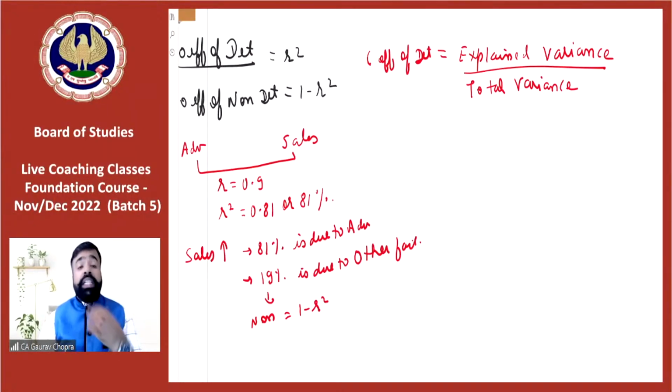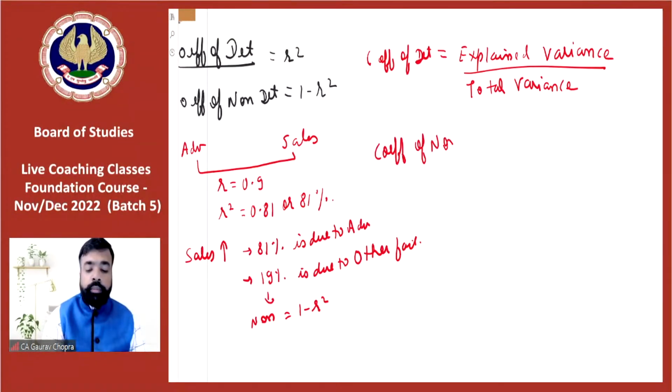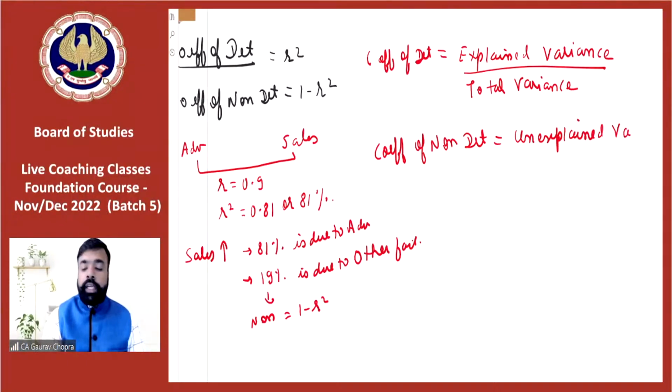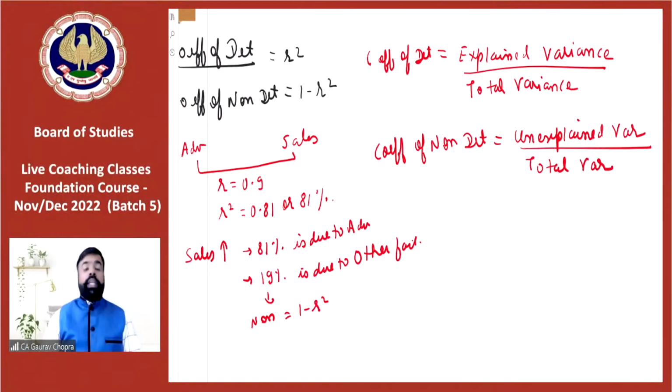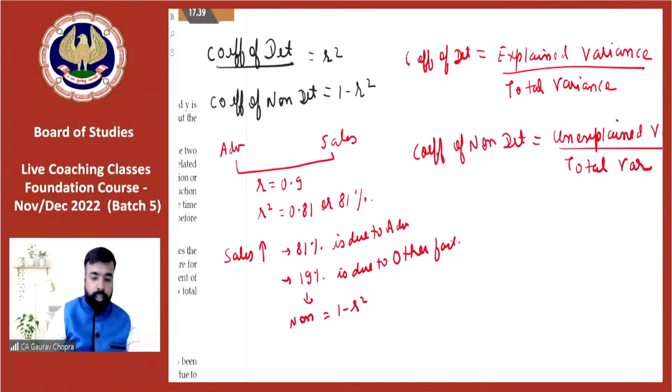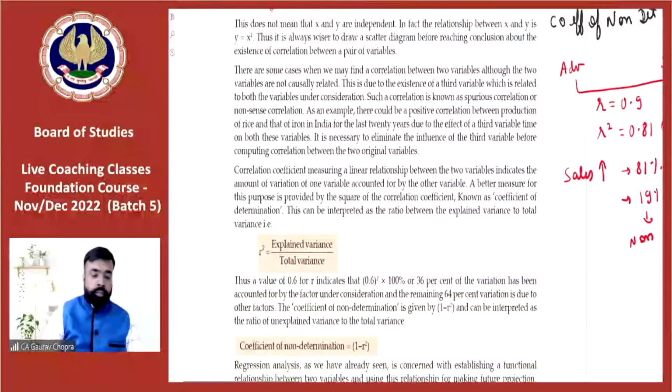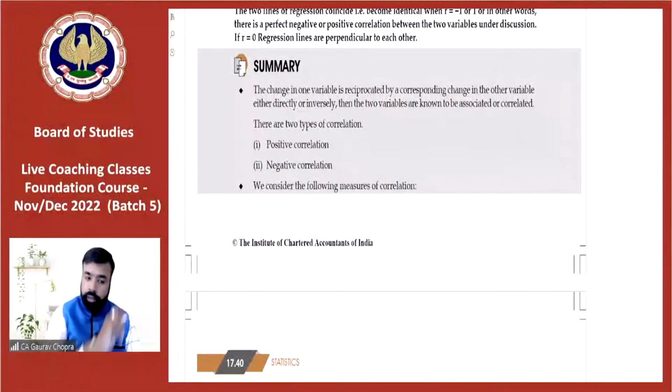Explained means we know the reason, like what is the reason for change in sales. And coefficient of non-determination means unexplained variance upon total variance, because we don't know the reason of change, so it is unexplained, right? So this is also done.